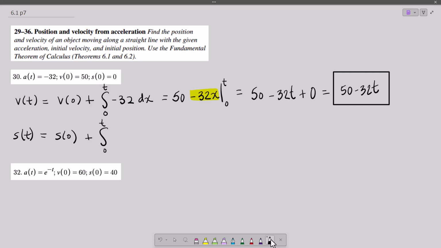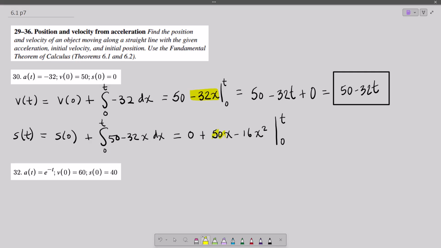0 to t of velocity, which is 50 minus 32. Oh, can't use t. We already used t, so we put an x. And s of 0 is given to be 0. We'll put it there for a moment. And then we integrate this. So the integral of 50 is 50x. The integral of negative 32x will be negative 16x squared. That goes from 0 to t.